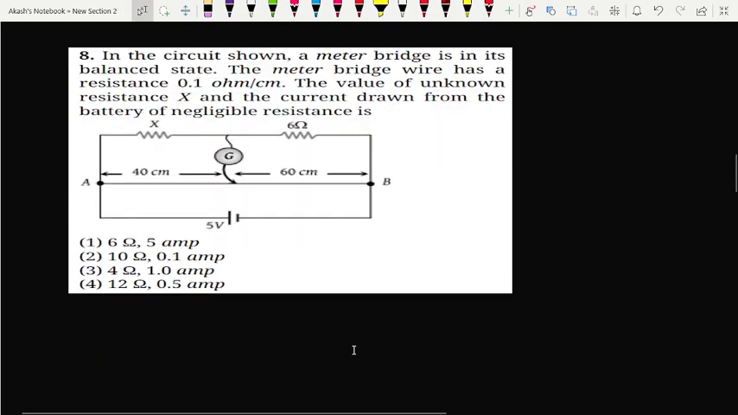In the circuit shown, a meter bridge is in its balance state. The meter bridge wire has a resistance of 0.1 ohm per centimeter. Find the value of the unknown resistance X and the current drawn from the battery of negligible resistance.